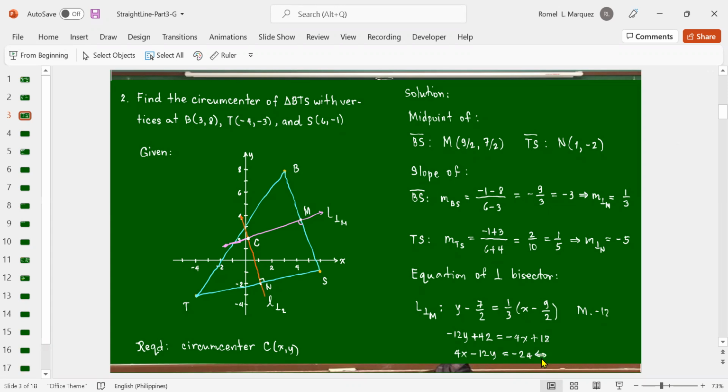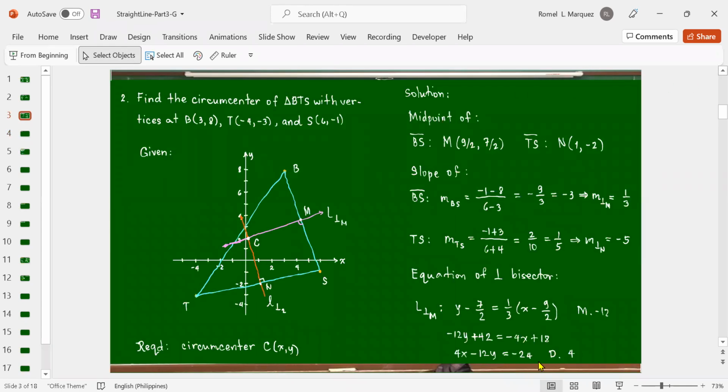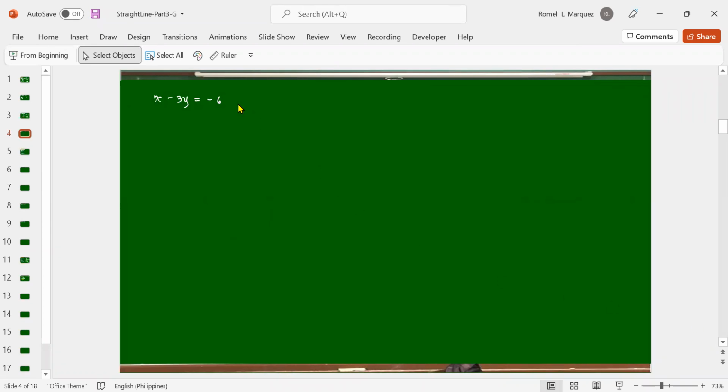Simplifying this further, we get what, guys? Divide by what? By 4, right? If we divide by 4, we get x minus 3y equals negative 6. Okay? So we have x minus 3y equals negative 6. Am I correct, guys? So this is our equation number 1.